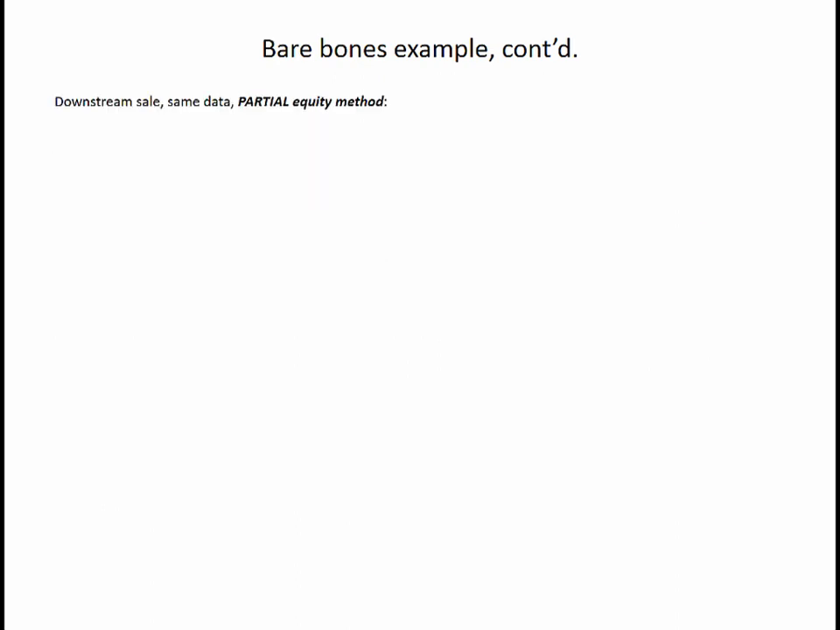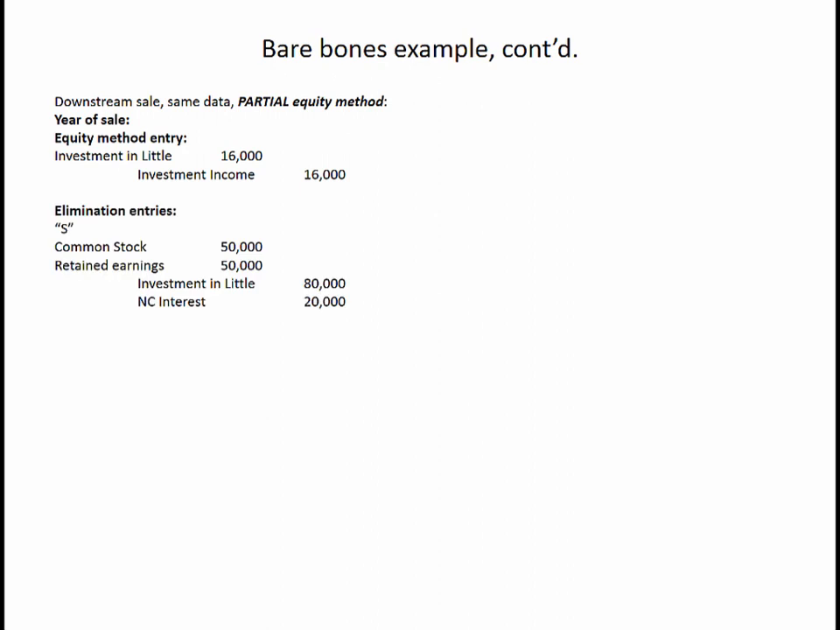So real quickly, let's go ahead and do this as a downstream sale, same date, all the same data, but under the partial equity method. Okay, year of sale under the equity method. Again, if you recall the original data set, Little reported earnings of $20,000. Our share of that would be $16,000. And under the partial equity method, we're done now. Again, partial equity method, we're not going to adjust our investment income to reflect or eliminate unrealized gains and losses.